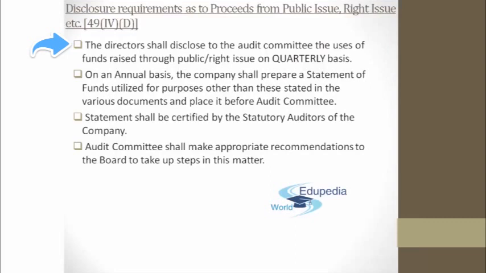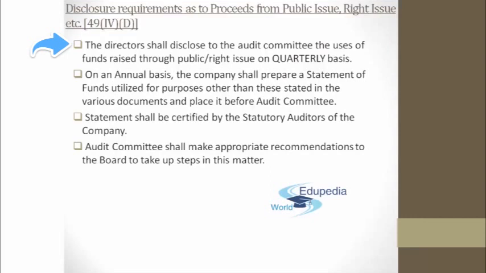So in that particular case, the company needs to file a statement of funds utilized for purposes other than those stated in that offer document or prospectus, and needs to place that document before the audit committee. Such disclosure shall be made only till the time that the full money raised through the issue has been fully spent. That needs to be taken care of. Number 3, this statement shall be certified by the statutory auditors of the company. It shall be certified by you as a statutory auditor of that company.